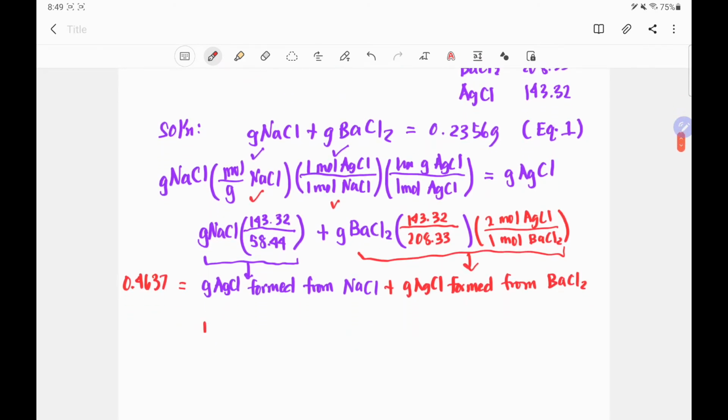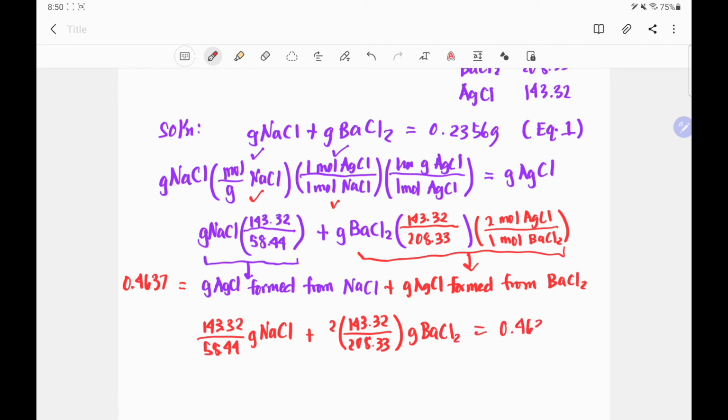That's 143.32 over 58.44 grams of sodium chloride plus 2 times 143.32 over 208.33 grams of barium chloride equals 0.4637.